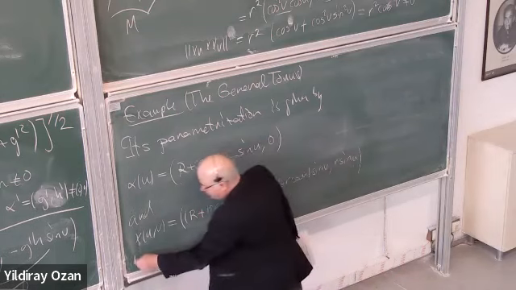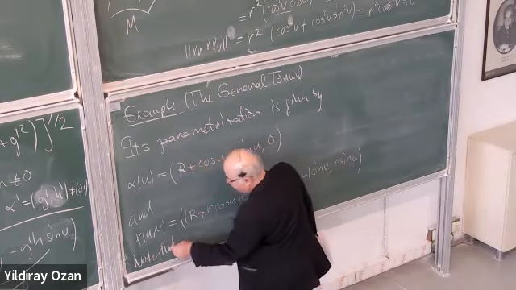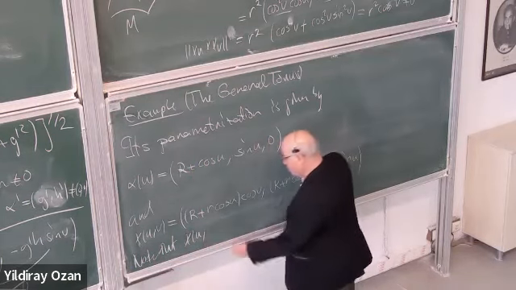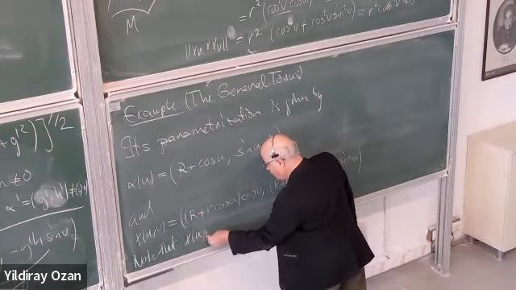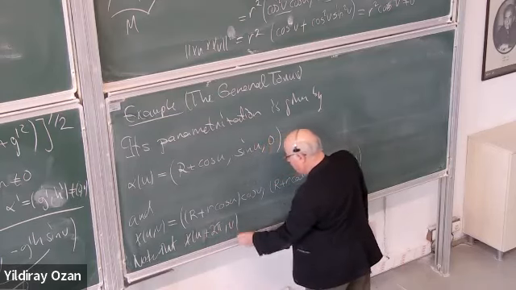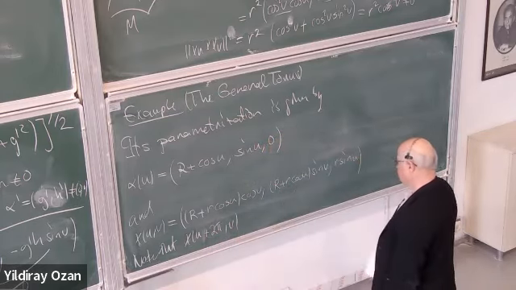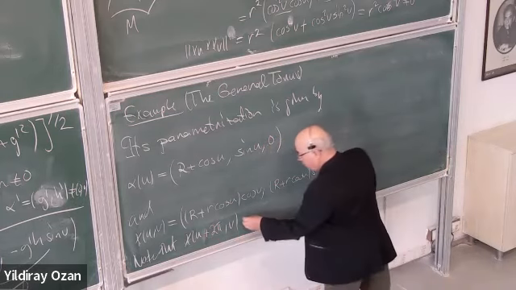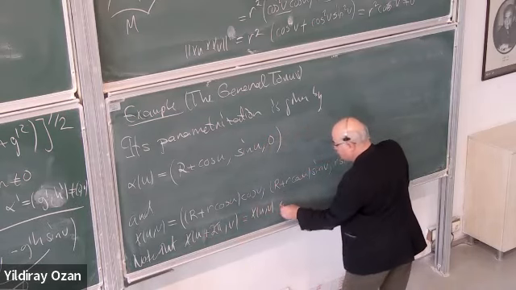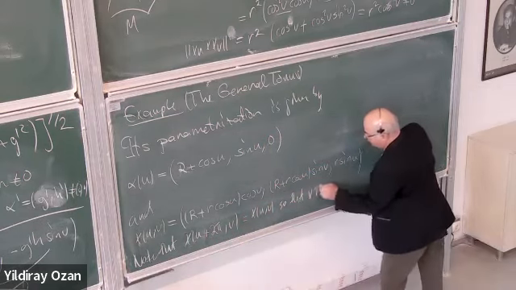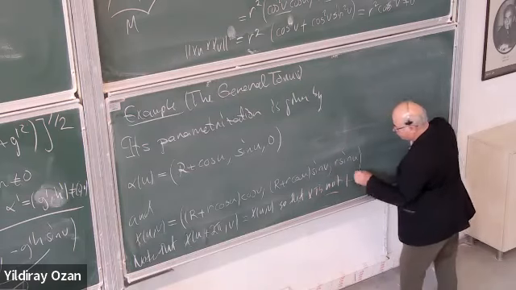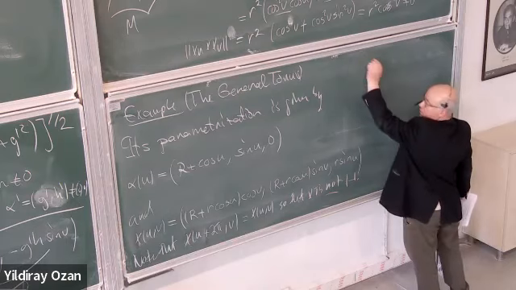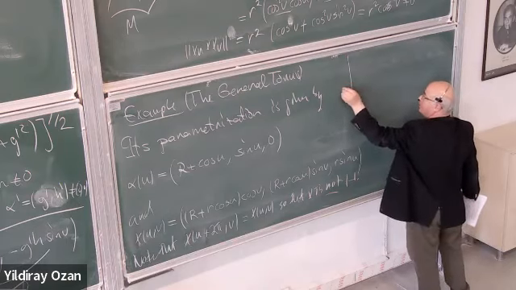Here note that x of u plus 2 pi, v is just x of u, v, so that x is not 1-to-1. So what is this gadget? Let me just draw what's happening.